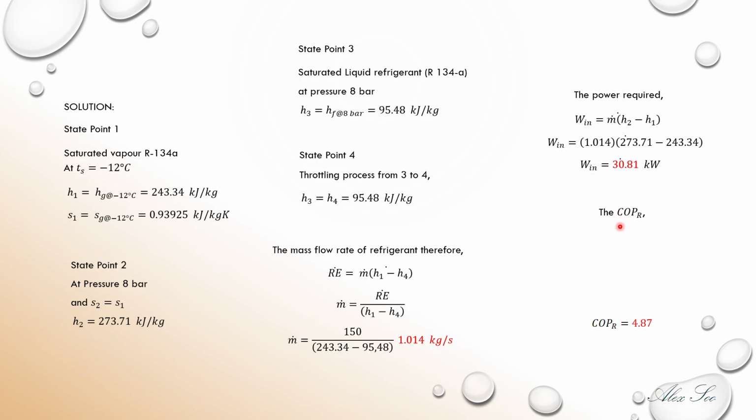Then you can find the COP. COP is defined as desired output over required input. The desired output is the refrigerating effect or cooling effect, and the input is the power input. So here you have the COP for a refrigerator, with subscript R, not HP, because HP refers to heat pump. You have the rate of refrigerating effect over the rate of work input, that is your power input. That will be your COP of 4.87. So that is for this section.